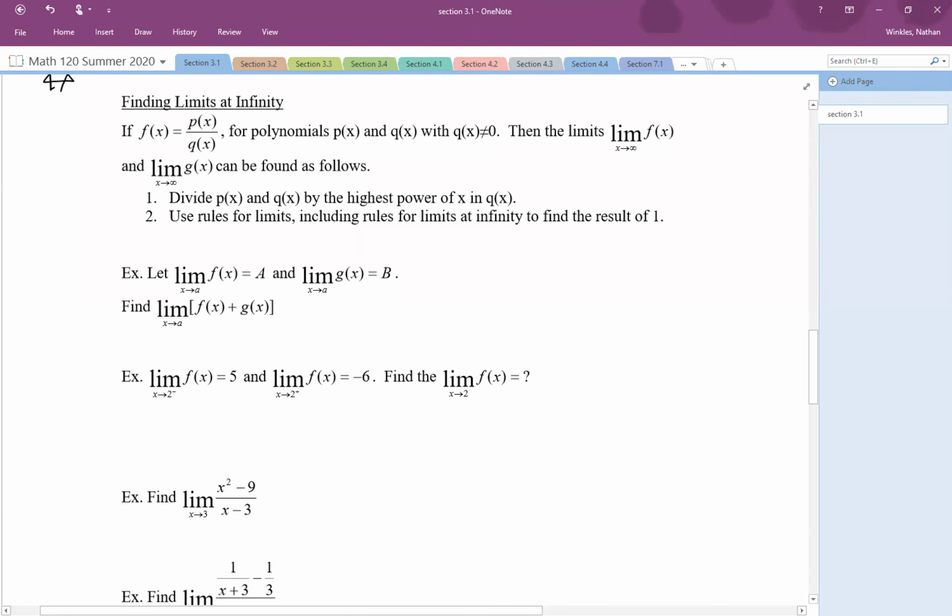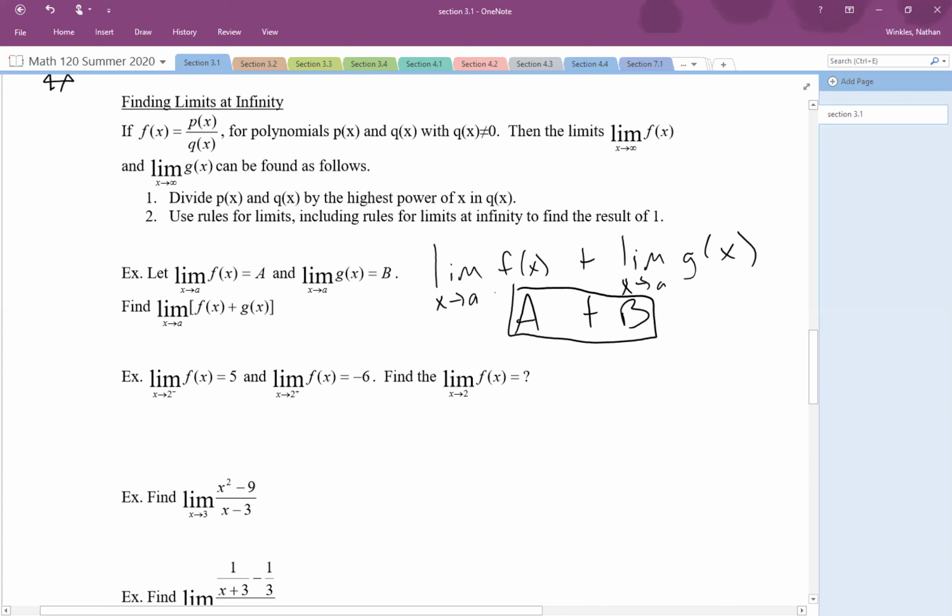So we're told, here's our first example. Let the limit as x approaches a of f of x equal capital A, and the limit as x approaches a of g of x equal capital B. Find the limit as x approaches a of f of x plus g of x. Well, if we have the limit as x approaches a of f of x plus the limit as x approaches a of g of x, then by plugging this in, our first one is capital A, our second one is capital B. So our answer is A plus B. There's nothing we can do to combine these.